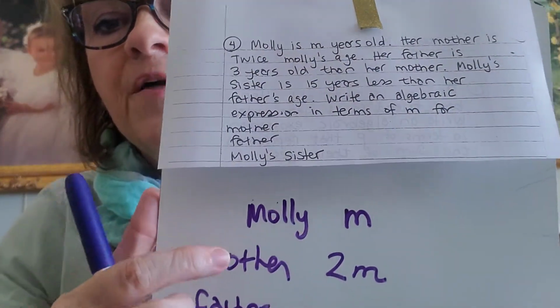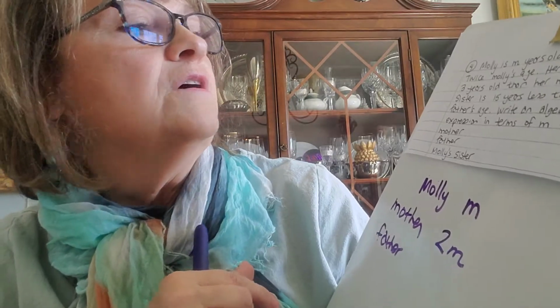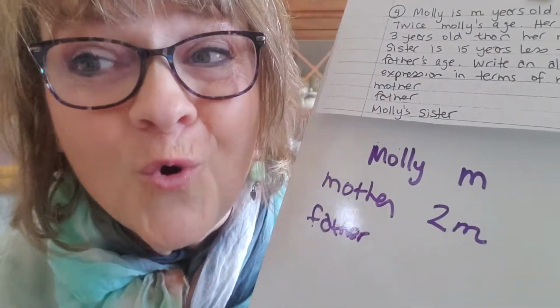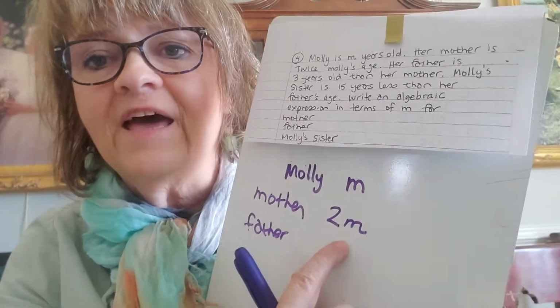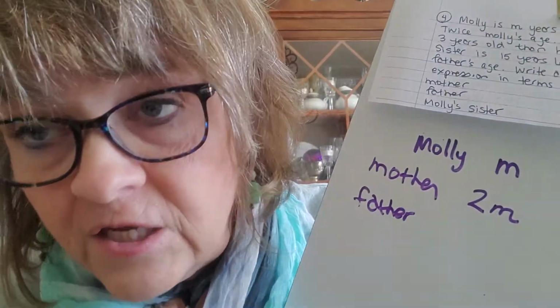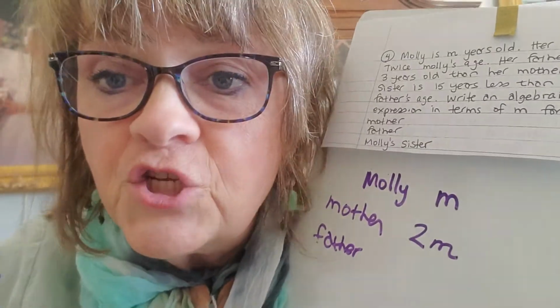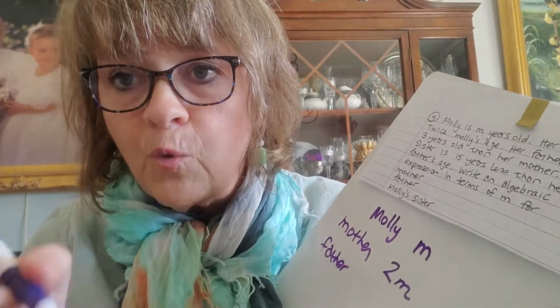All right, next we have father. It says father is 3 years older than the mother. So here's the mother. She's 2M years old. The father is 3 years older. How do I represent that? If he's 3 years older than mom, who I don't know how old she is, all I know is that 2M represents her age. If her age is 2M, father is 3 years older, write down what you think.